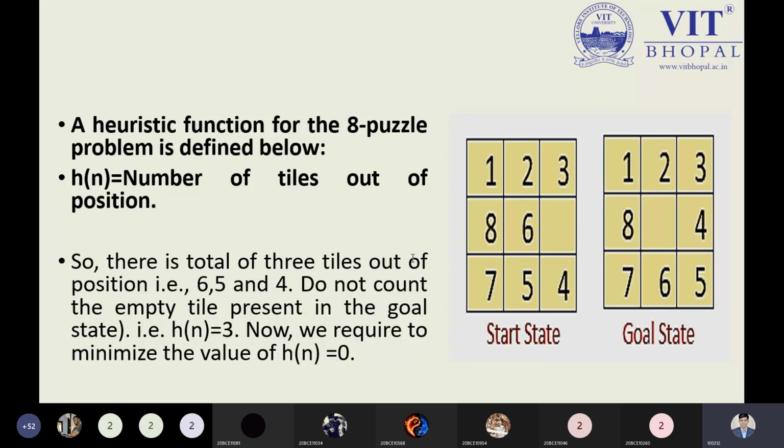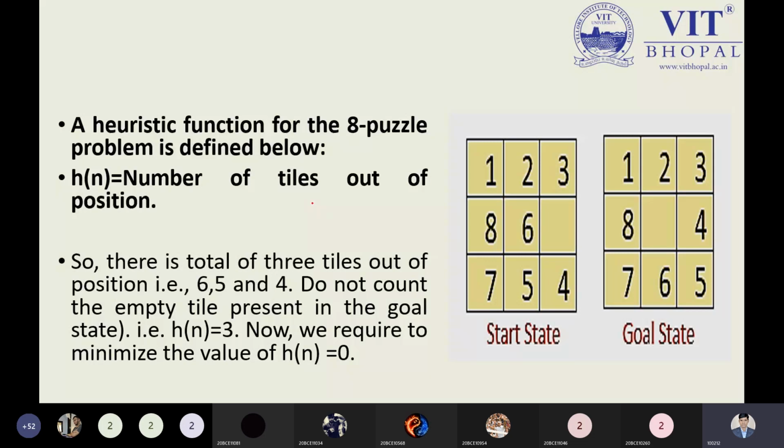So Hn would be 3, and now we require to minimize the value of Hn to equal 0. Okay, so now the problem is clear, or should I explain the problem once again? No, sir, it's clear. Okay, so I'm expecting everyone will be involved here to speak something over here.